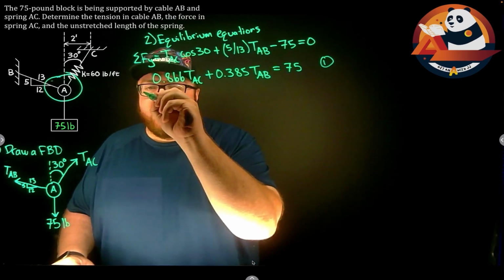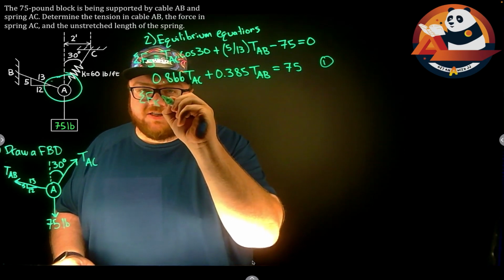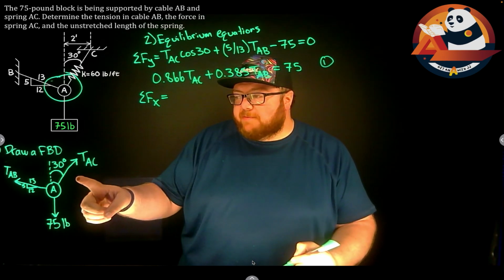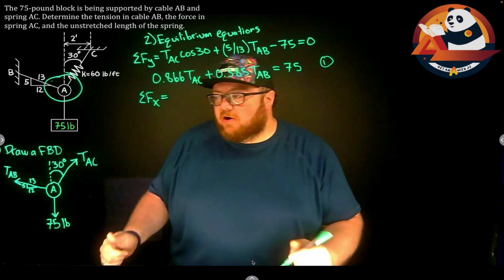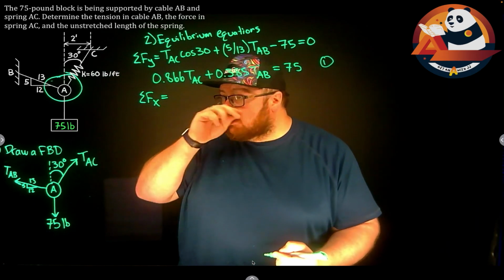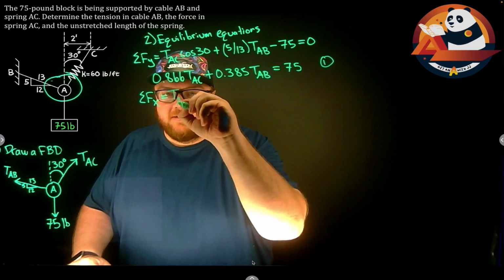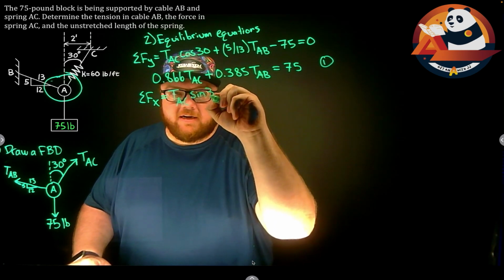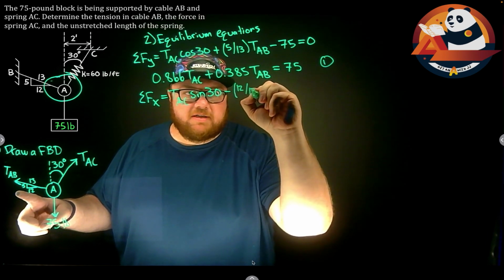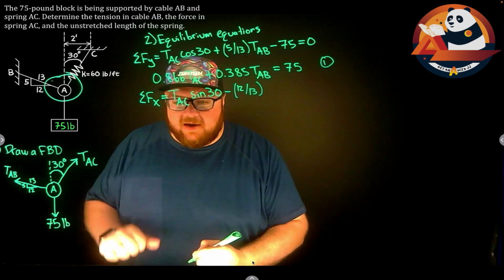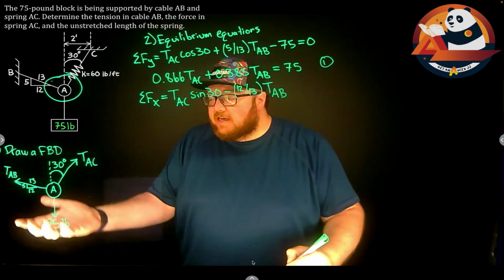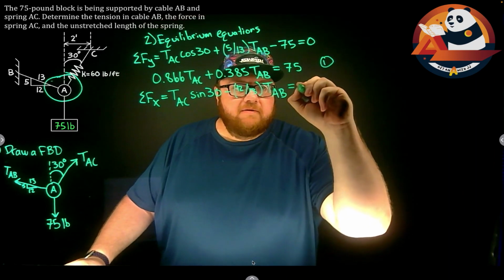But from there, I can make my second equation. I can sum my forces in the x direction. So I don't need to include the 75 pounds in here. It's only in the y. TAC points to the right, so it's going to be positive, and the x component going to the right in here is opposite my 30-degree angle. Sine goes with opposite. So I need to use sine in here. TAC sine 30 minus 12/13, the x leg of our triangle divided by the hypotenuse times our force, TAB. That's going to get us to 0, equals 0 for equilibrium.